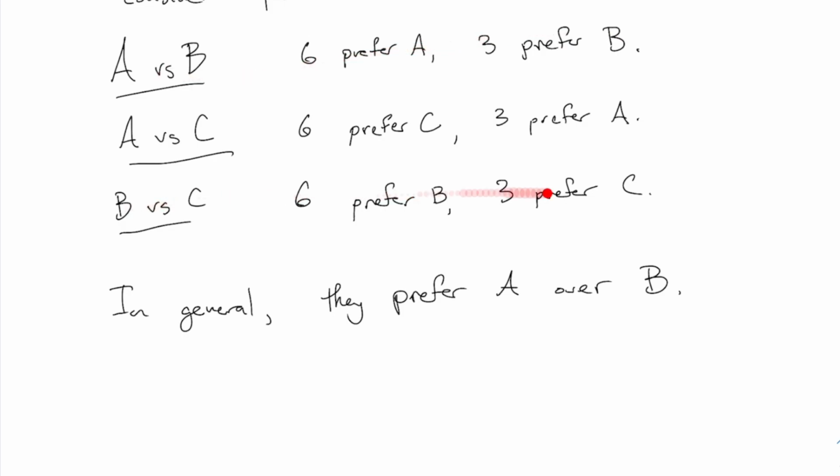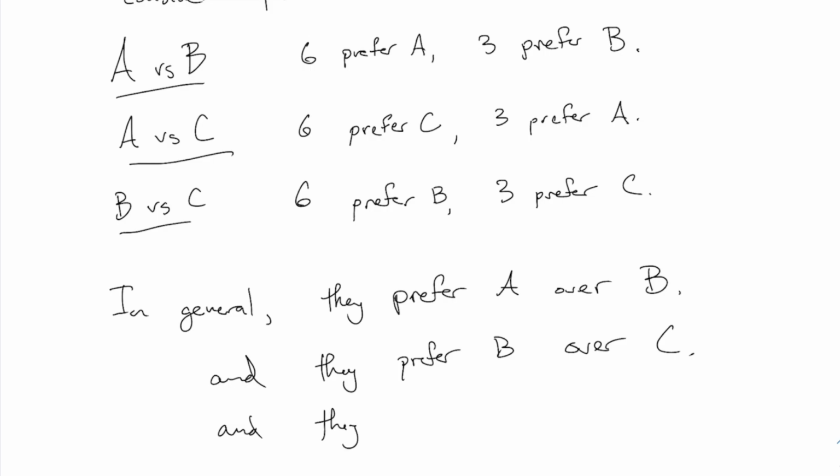That came from the first line. If I look at the last line here, it says they like B better than C, because 6 of them prefer B versus 3 for C. So they prefer B over C, right? And then what about the middle line, A versus C? It says 6 prefer C and 3 prefer A. So they prefer C over A, right?